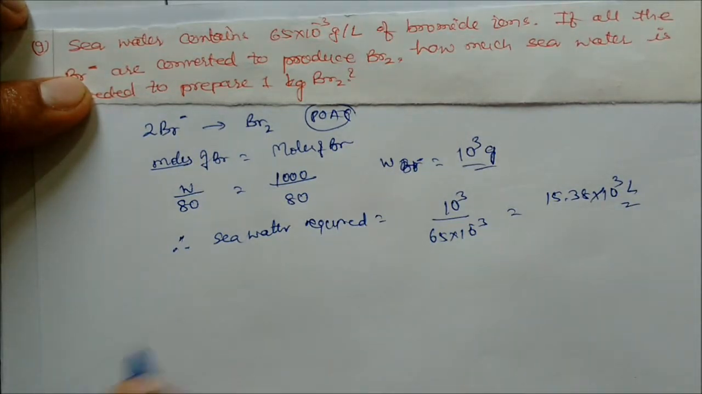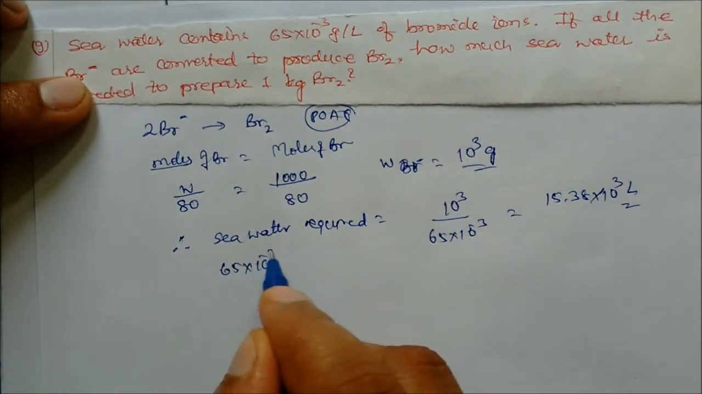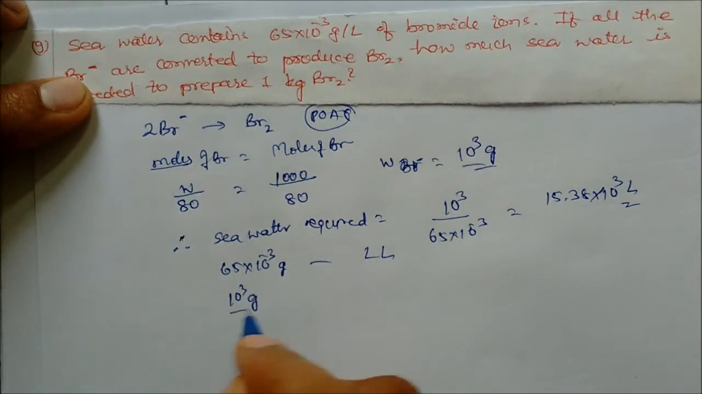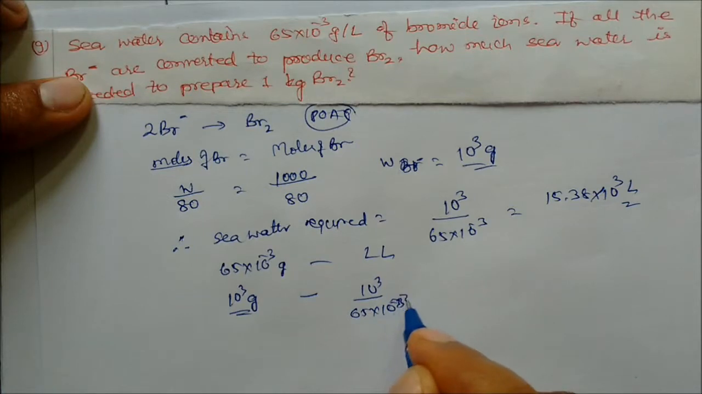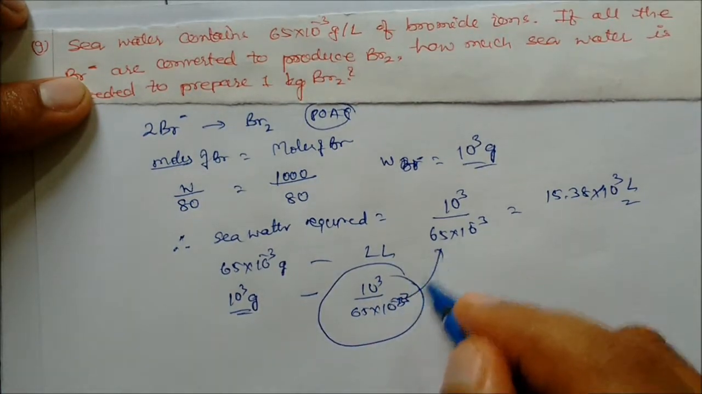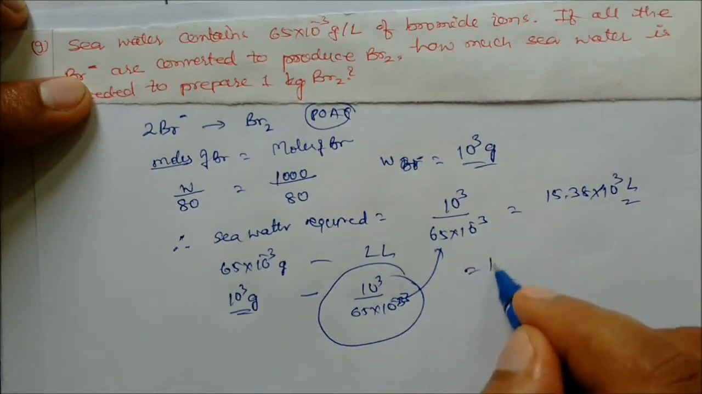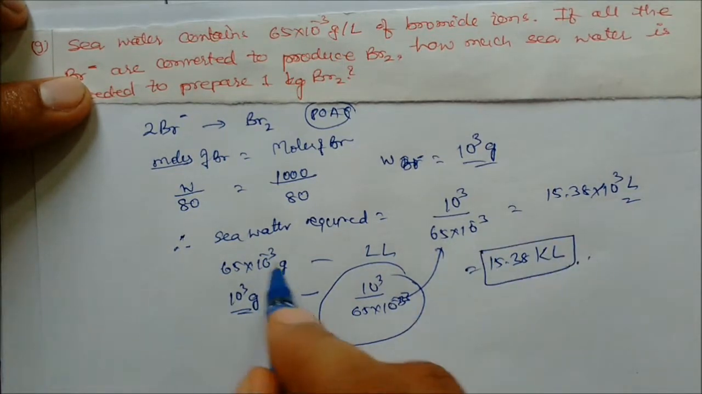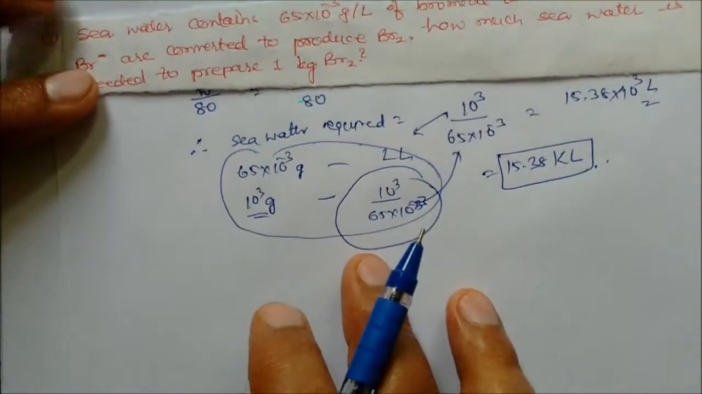Now the question comes, see here. For 65 into 10 to the power minus 3 grams we require 1 liter. So if you take 10 to the power 3 grams of bromide ions, how many liters do we require? So definitely we write 10 to the power 3 by 65 into 10 to the power minus 3. On solving we get this many liters, or we can say 15.38 kiloliters. So this is our answer. We have to understand how this value is coming. Now we'll see the next one.